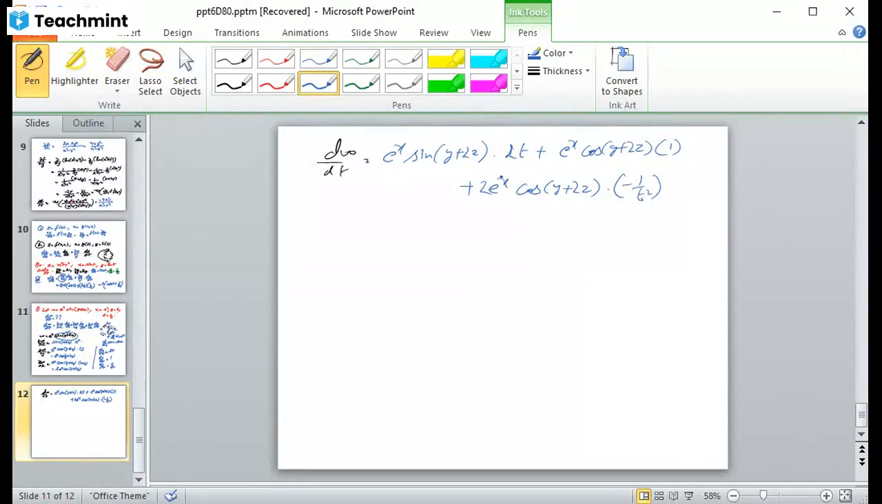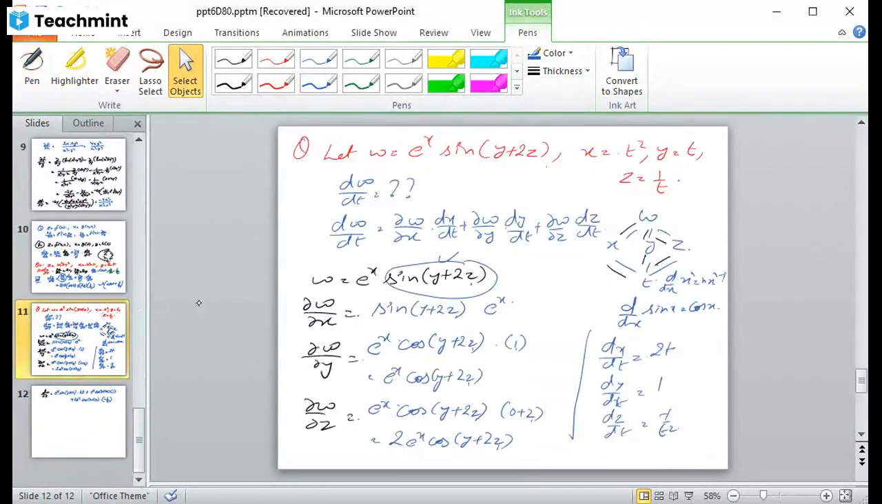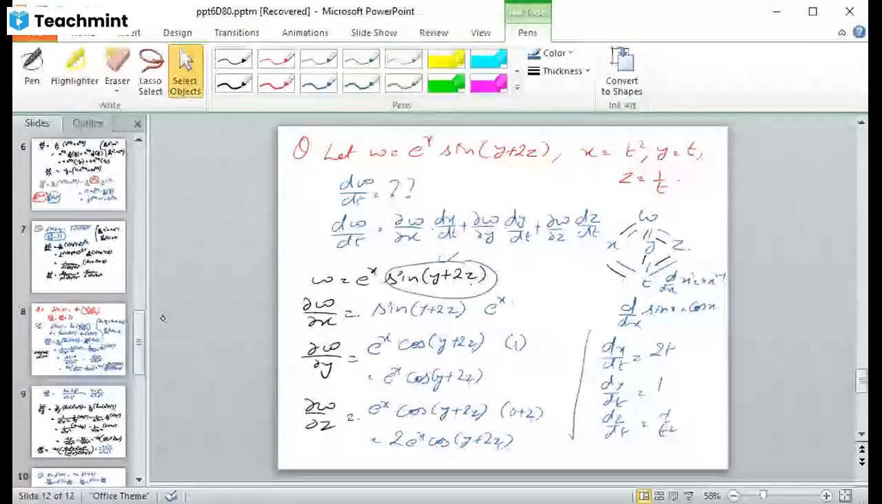Okay, so this is how we can apply the chain rule if we want to differentiate when your function depends upon one variable and this one variable further depends upon more than one variable. And the second case is if your function depends upon more than one variable, but all these variables depend upon a single variable. Okay.